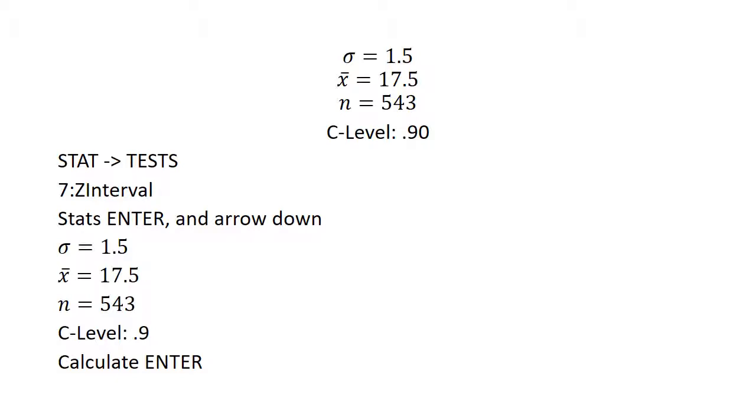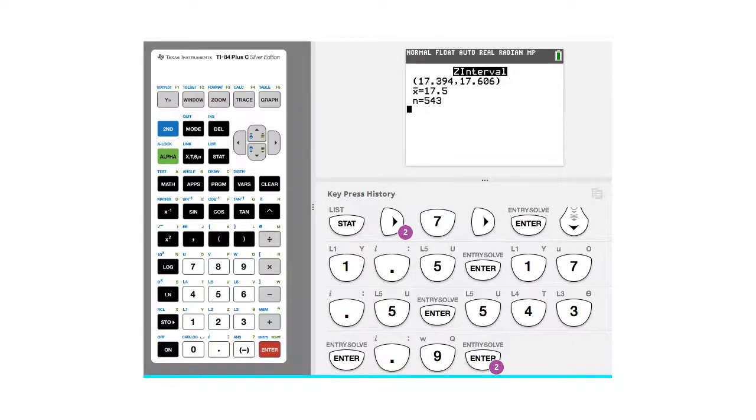And let's calculate it. Again, our population standard deviation given in the problem, 1.5, our sample mean given in the problem, 17.5, our sample size given in the problem, 543, but our confidence level is only 0.9. So we do exactly the same thing. Stat button, arrow over to tests, Z interval because we know a population standard deviation, arrow over to stats and hit enter because we are using summary statistics provided, not data that we entered into a list. Arrow down to enter all of the stuff given, including that confidence level, and bam, there it is.